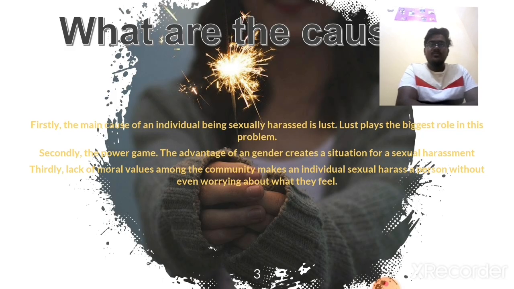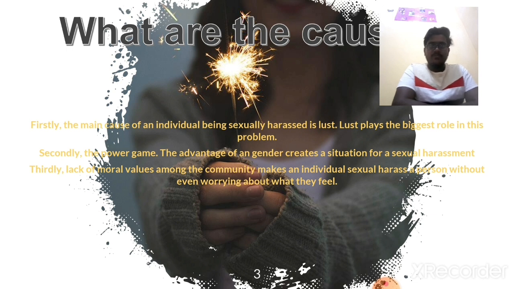What are the causes? Firstly, the main reason of an individual being sexually harassed is lust. Lust plays the biggest part in this problem because why? Lust is what makes a person think of being sexual with another person, and if the person cannot take it in, that is what we call sexual harassment.